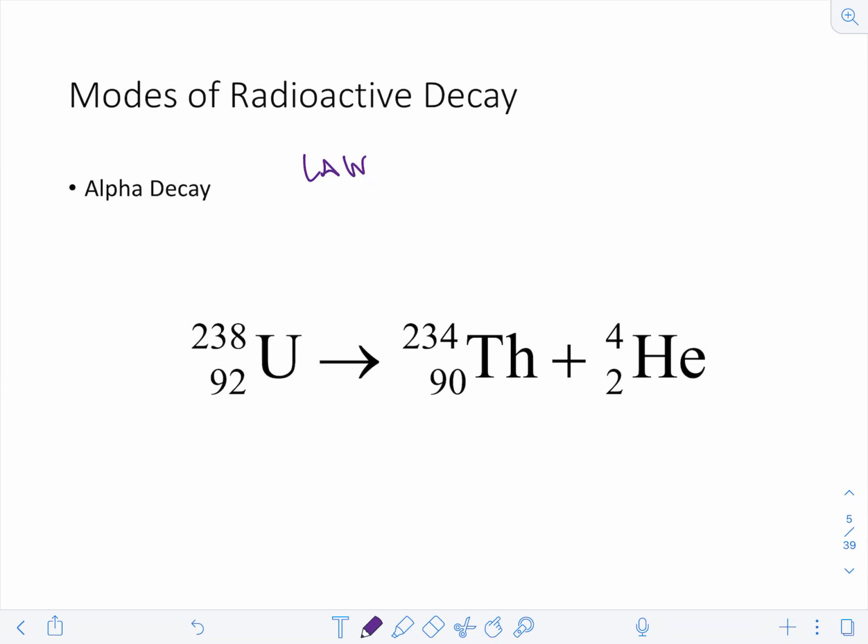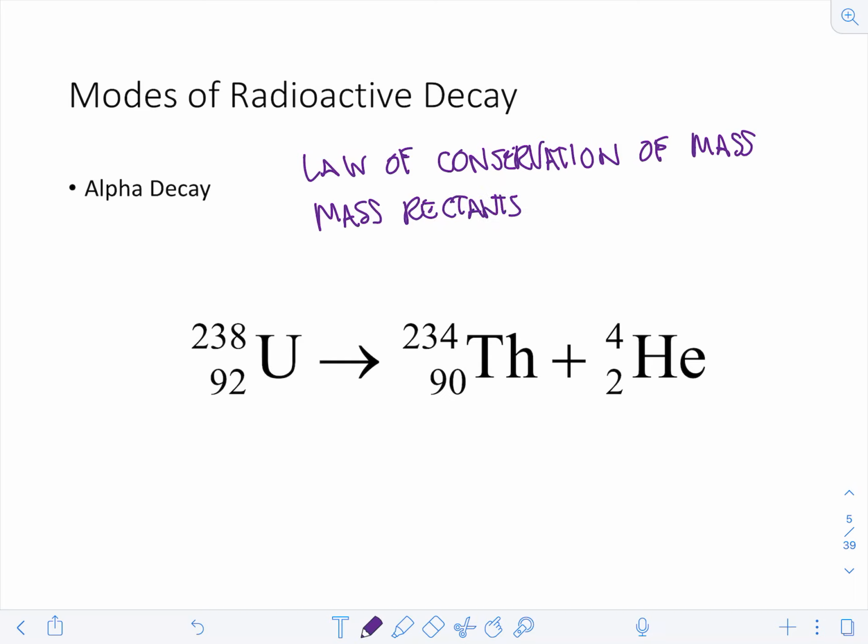Okay, so here is a radioactive reaction, and we have to follow the law of conservation of mass. The universe does not give us a free lunch, so we have to make sure that we follow conservation of mass. And what does that mean? That means the mass of the reactants has to equal the mass of the products. So for any of these reactions, you have to make sure that both masses on either side are equal to each other. This is how I would approach this.